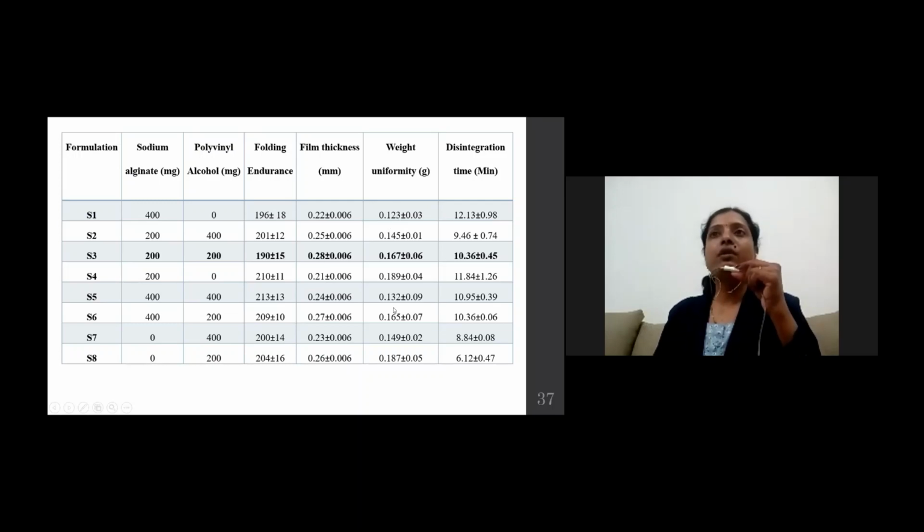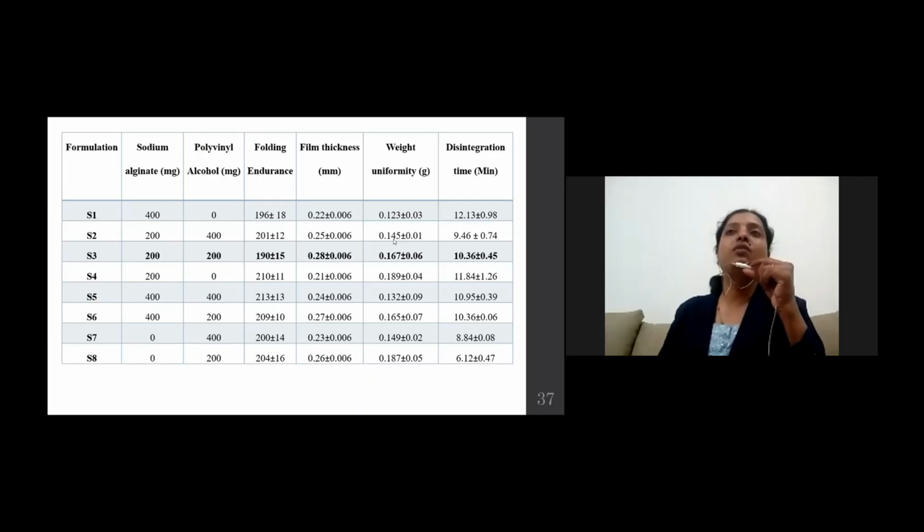Then weight uniformity: the films were weighed and the average weight was taken. Disintegration time: the films were kept in the phosphate buffer and the time to disintegrate the film was noted, and it ranged between 6 minutes to 12 minutes. So the optimum concentration of 1:1 ratio gives better results, quite promising results.